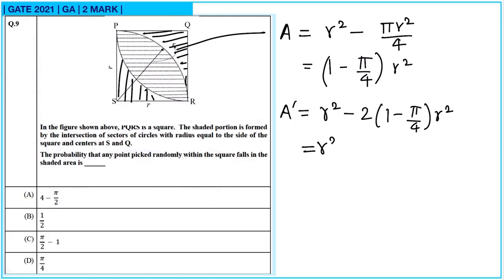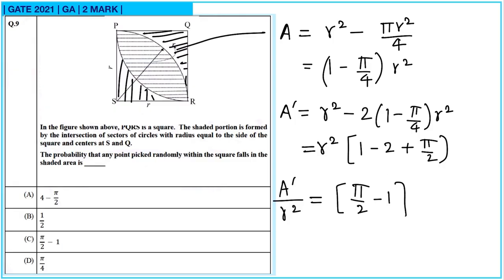So let us take r square common. This will be 1 minus 2 minus 2 into minus pi by 4, so that is plus pi by 2. Now this area of shaded portion upon r square, that is the required probability, and that will be equal to pi by 2 minus 1. So here option C is correct.